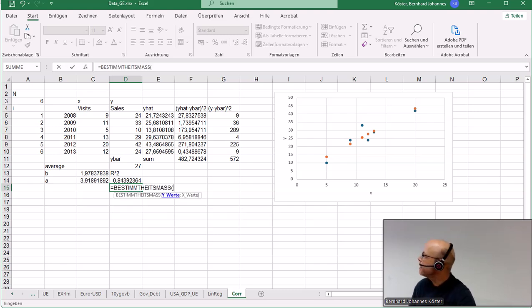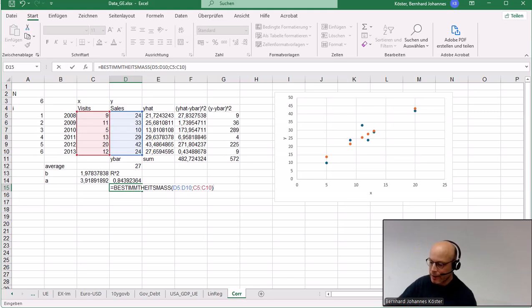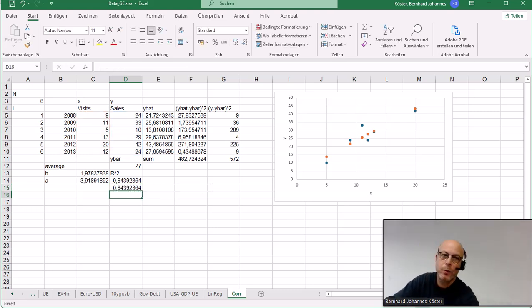And again, you see here, feed in the y values and the x values, and hopefully we obtain the same. One trick question in the end.